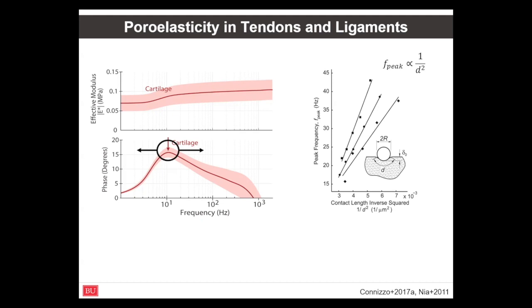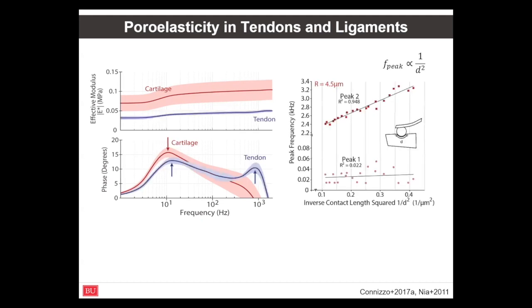Interestingly enough, when we do this in tendon, we actually find this really interesting 2-peak phase response, where we have a linear poroelastic peak at this really high frequency around 10 to the 3. And you can see that it demonstrates this linear behavior as the cartilage peak did. But then we also have this non-poroelastic, purely viscoelastic peak that happens around 10 Hertz.